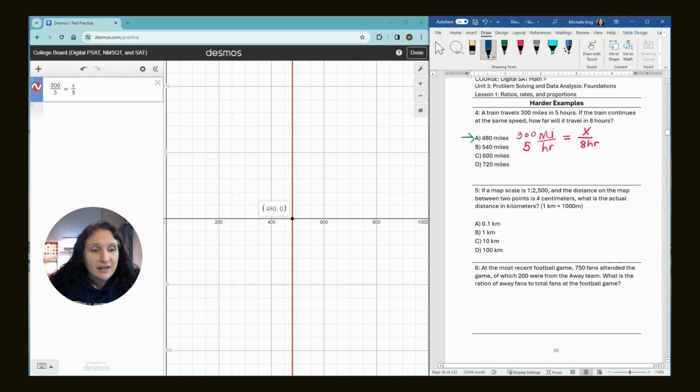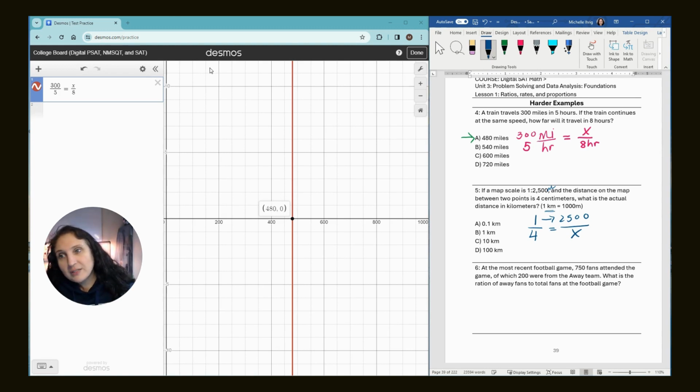If a map scale is drawn 1 to 2,500 and the distance on the map between 2 points is 4 centimeters, what is the actual distance in kilometers? Okay, so we've got a bunch of stuff going on. We have 1 goes to 2,500, and it wants us to do kilometers, but first we got to figure out what it is in meters. So we have 1 here, or now we have 4, and we're trying to figure out our X.